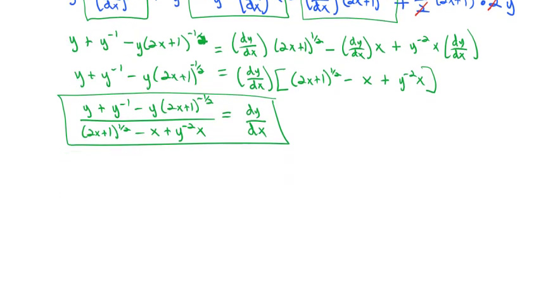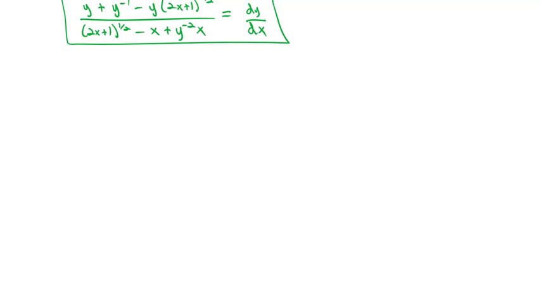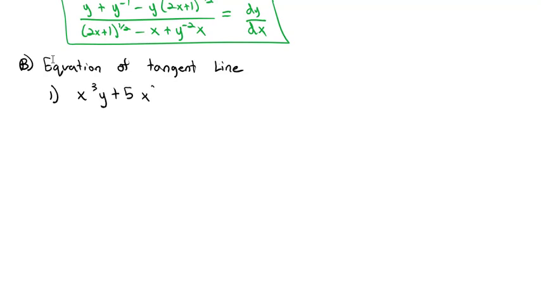Keeping along with this same idea, I want to add to it a little twist, something we're very familiar with. And that is finding the equation of the tangent line. So that equation of the tangent line, same idea. Let's start with x cubed y plus 5x squared y equals negative 28. And we're going to find the equation of the tangent line at the point 2, comma, negative 1.